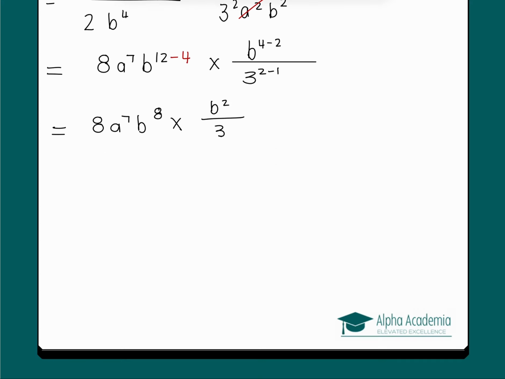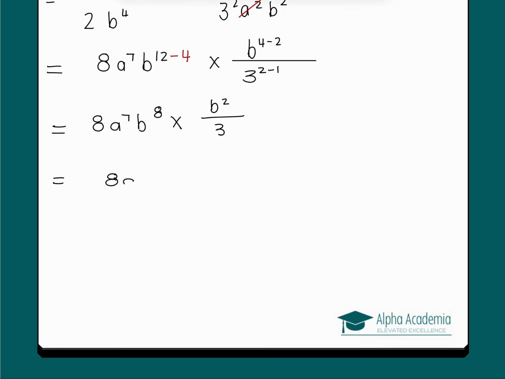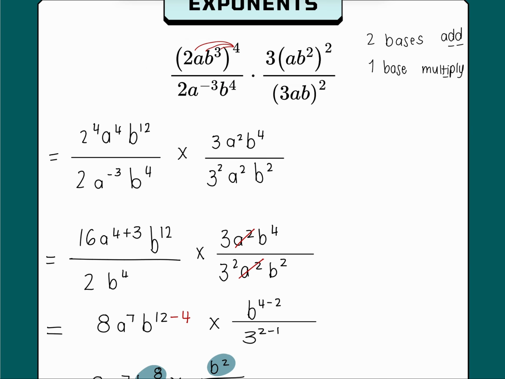And now I can just simplify further. So I'm going to land up with 8a to the 7. And now comes that fun fact that I was talking about, where if I have two bases, we add the exponents. So that would then become b, and 8 plus 2 is 10. And all of that is divided by 3. All right. So this would be your final answer if you were provided with this type of question.